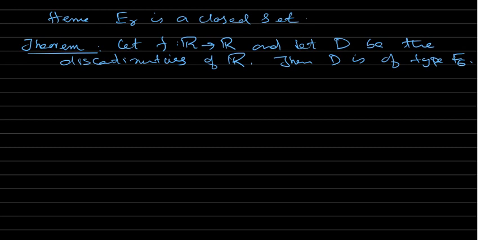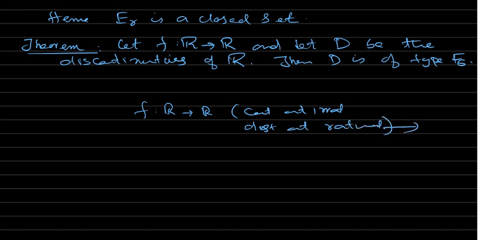Okay, you have an example which I already mentioned. You have a function from R to R which is continuous at irrationals and discontinuous at rationals, and we know that the set of rationals is of type F sigma, because it's a countable union of closed sets of single rationals. So here in this example the set of discontinuities of f is the set of all rational numbers, which is of type F sigma. But here we prove the more general result: if f is a function from R to R and D is the set of discontinuities of f, then D is of type F sigma.